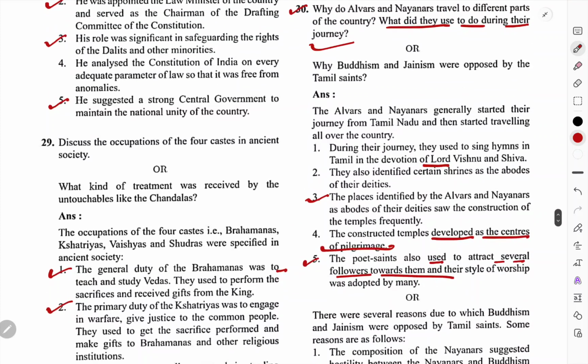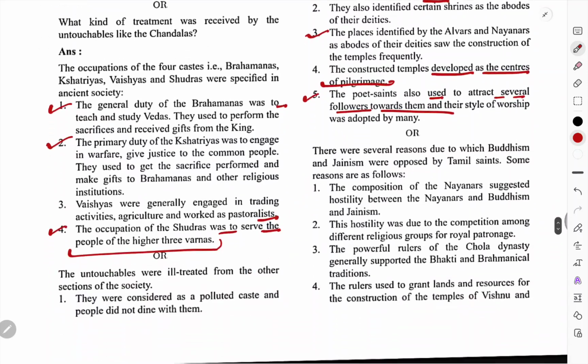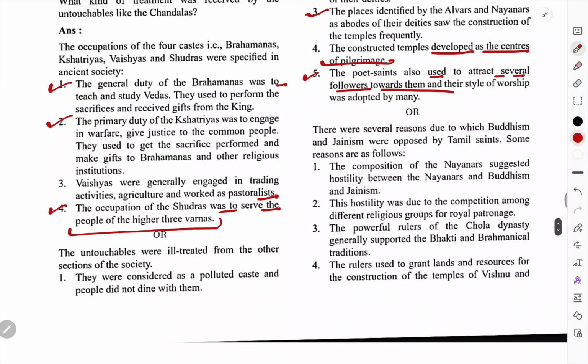Why were Buddhism and Jainism opposed by the Tamil saints? There were several reasons due to which Buddhism and Jainism were opposed by the Tamil saints. Some reasons are as follows. The compositions of the Nayanars suggested hostility between the Nayanars and Buddhism and Jainism. This hostility was due to the competition among the different religious groups for royal patronage.